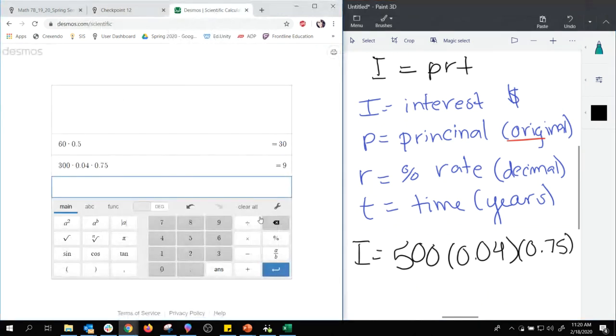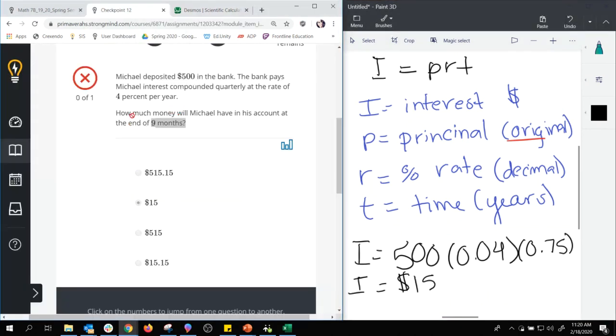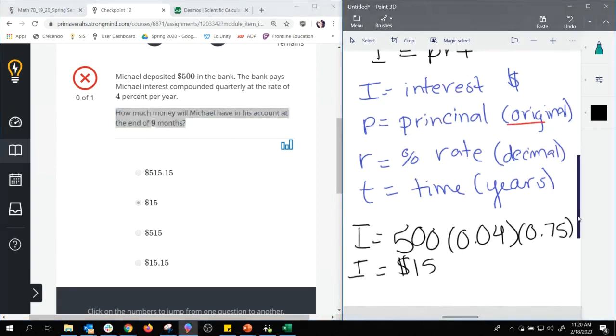So if we multiply all of these, I get $15. So he's going to earn $15 in interest. And we want to know again how much money will Michael have in his account. So what do we need to do with that 15 to figure out the total amount of money that Michael will have in his account? Add it to the 500. Perfect. So 500 plus 15 will give us a total of $515.